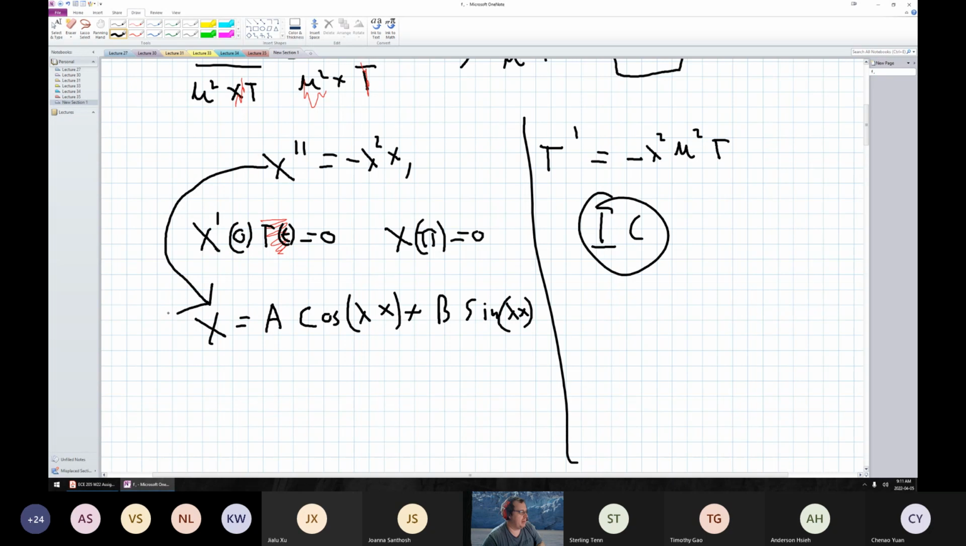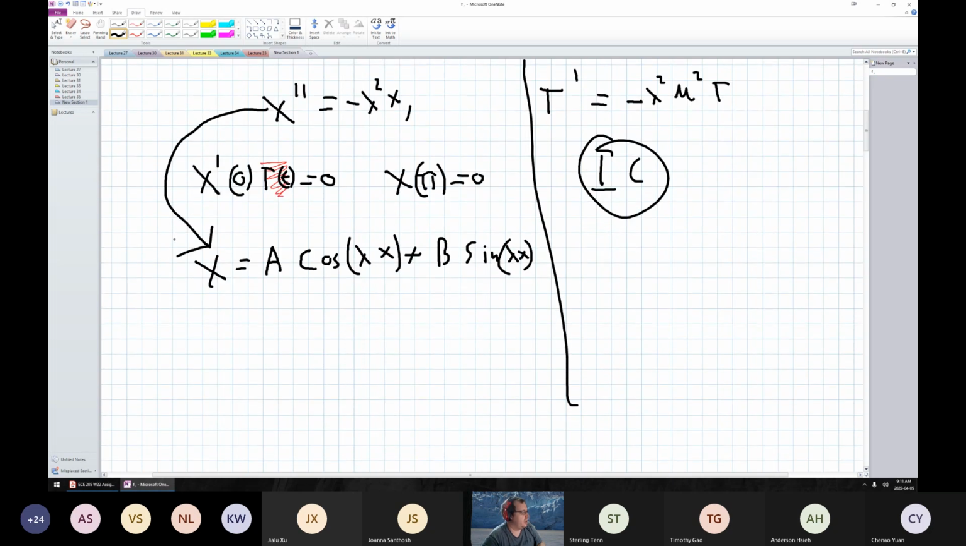So now I need to apply the boundary conditions. The first one is that the derivative at 0 is 0. So let's just compute the derivative. Derivative of sine is cosine, derivative of cosine is negative sine. So I'm going to get minus a lambda sine of lambda x plus b lambda cos of lambda x.